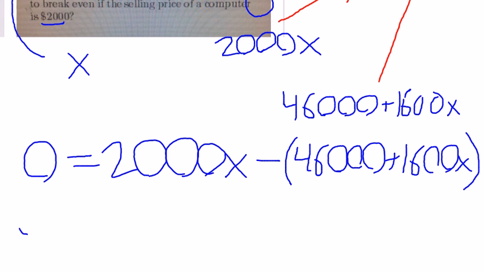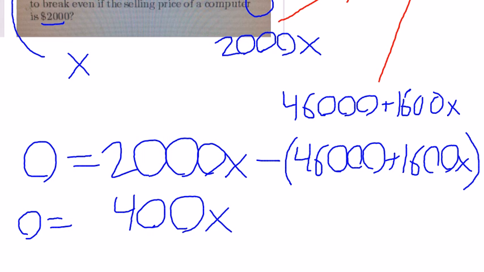Okay, so let's simplify that a little bit. It's a little bit tricky here because we're subtracting everything in those parentheses. If we combine our like terms, I got 2,000x minus positive 1,600x. So that's going to be 400x minus 46,000.